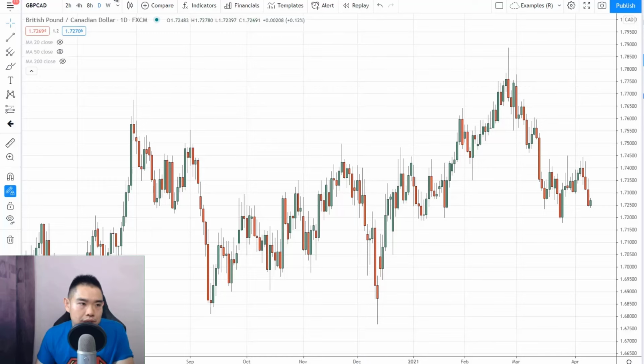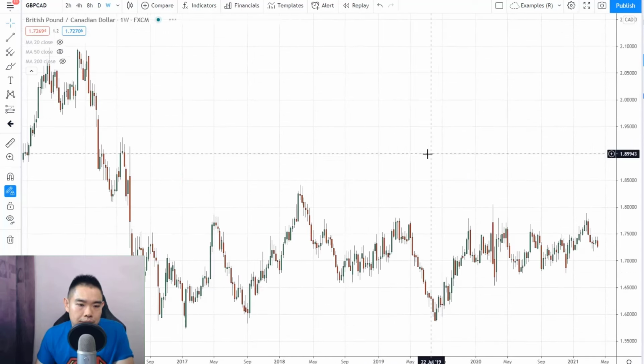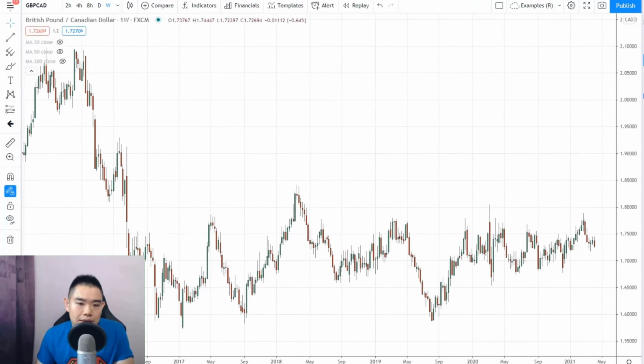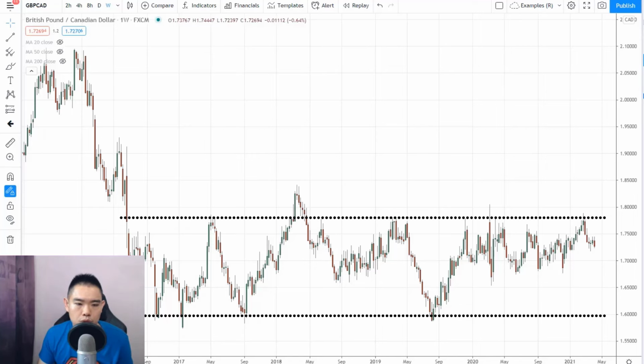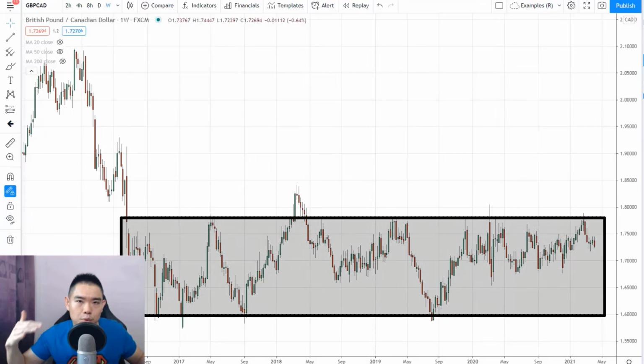Next one, pound against Canadian. If you look at this one again, what is this market structure? Well, you can see that this one is a little bit different from the earlier ones. This market seems to be contained between these highs and these lows. We'll talk more about these exact highs and lows, what the terminology is and how you can use them in your trading later on. But for now, just pay attention that this market is kind of contained in a box, stuck between the highs and the lows.